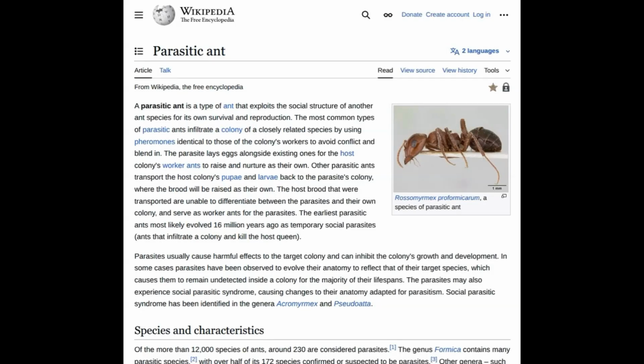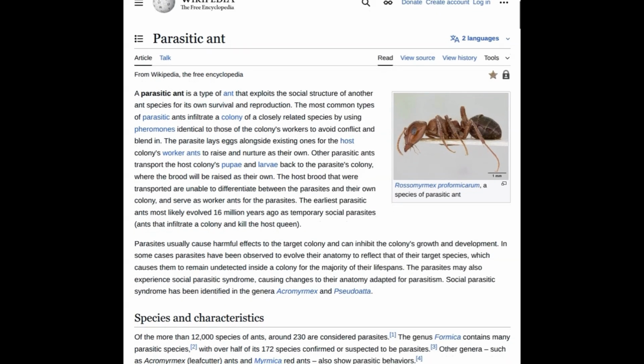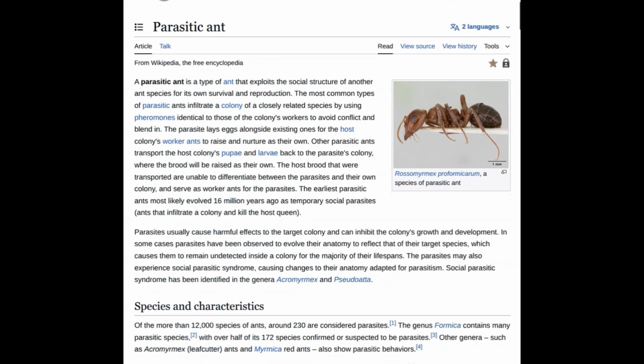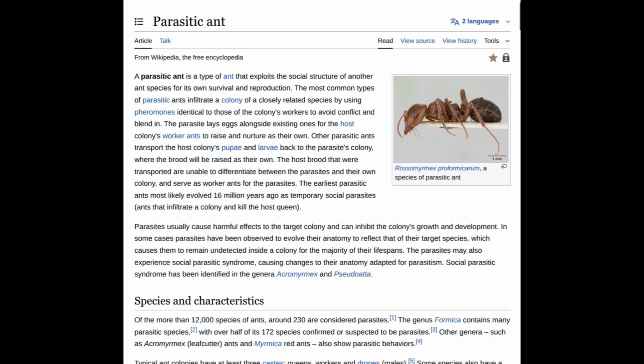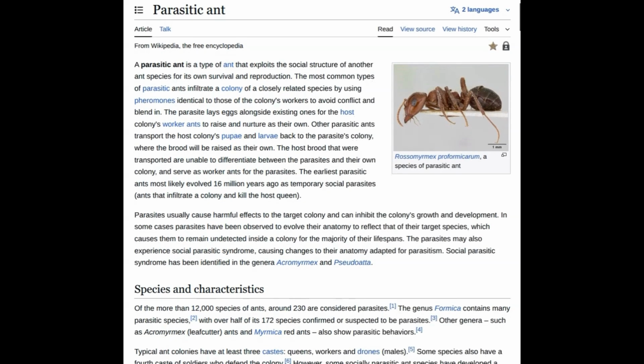A parasitic ant is a type of ant that exploits the social structure of another ant species for its own survival and reproduction. The most common types of parasitic ants infiltrate a colony of a closely related species by using pheromones identical to those of the colony's workers to avoid conflict and blend in. The parasite lays eggs alongside existing ones for the host colony's worker ants to raise and nurture as their own.